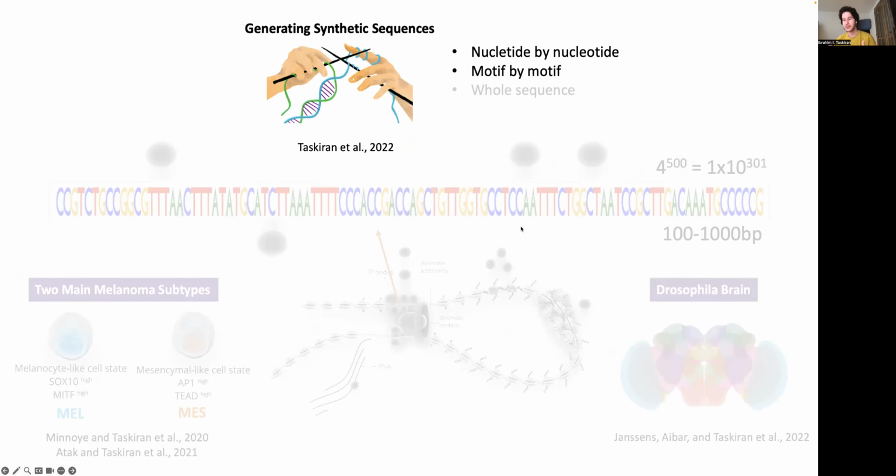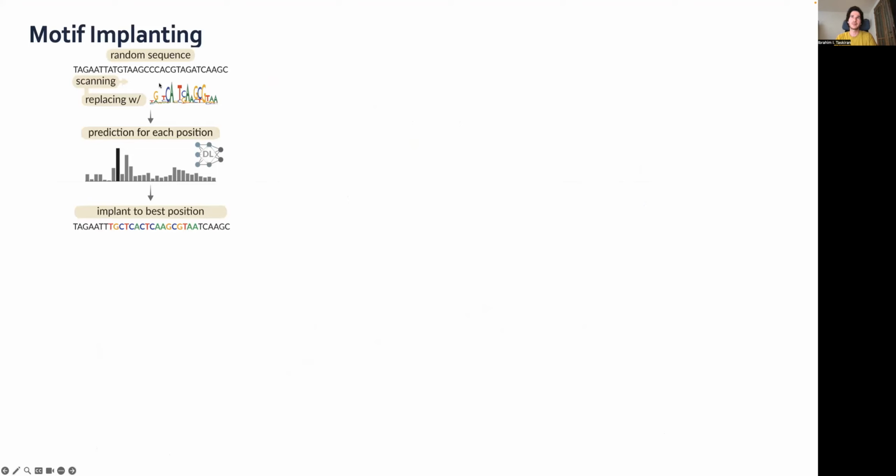Now, instead of these single nucleotides, we can actually implant the transcription factor binding sites if we know what they are. So here the strategy again is quite straightforward. We start from a random sequence and we know which transcription factor binding site we will use. We scan the whole sequence and calculate a prediction score for every position. The model says this is the best location, and then we implant the motif at that location.